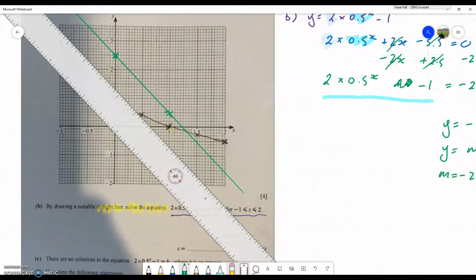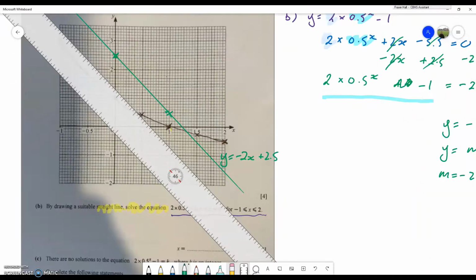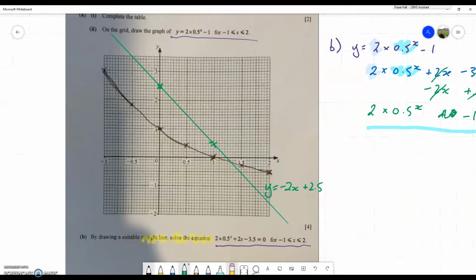Okay, and it's probably a good idea to label our lines as well. So this is y is equal to -2x plus 2.5, and we probably should have labeled the original function as well, which I can do quickly now, which is y is equal to 2 times 0.5x minus 1. You can see the point of intersection is there.